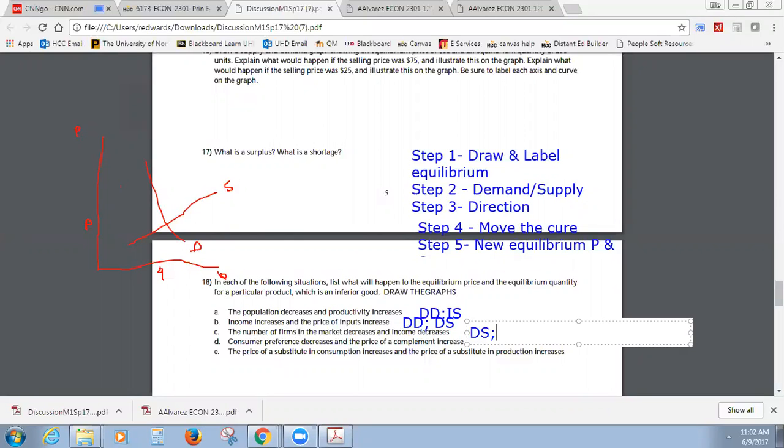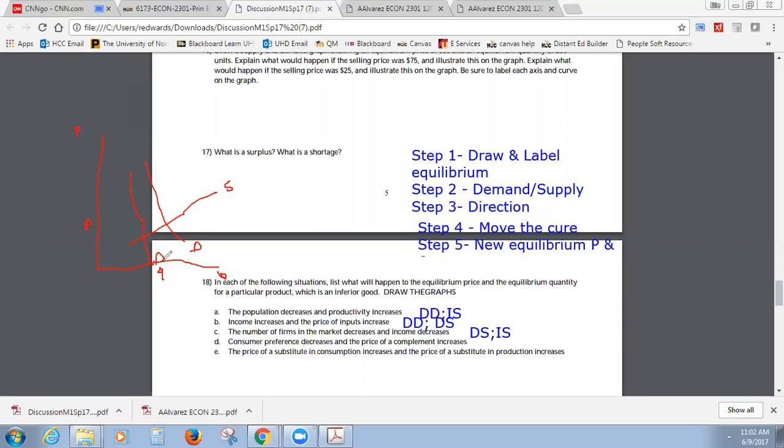All right. The number of firms in the market decreases and income decreases. If your income decreases, you're making less money, right? And this is an inferior good, you're going to buy more of it, right? When I lost my job and I made less money, I bought more ramen noodles, right? So this would be an increase in demand. So I'm going to draw a decrease in supply and an increase in demand and figure out what the new equilibrium is. So demand will shift here to D1.